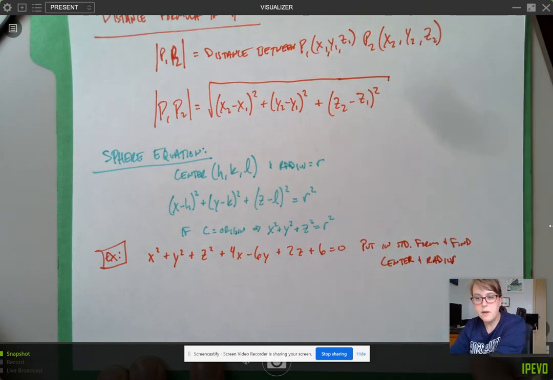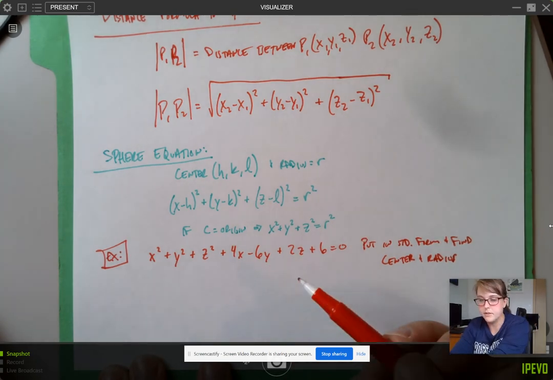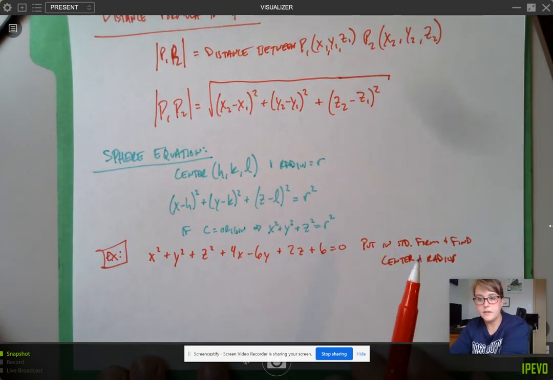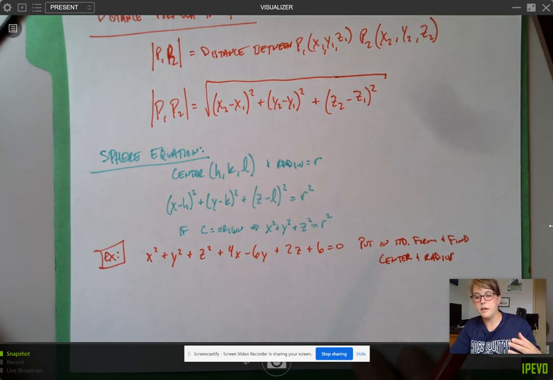Okay, so you may remember from maybe your pre-calculus course doing something similar to this, but with circles. You were given something like x squared plus y squared plus 4x minus 6y plus 6 equals 0, and asked to put it in standard form for a circle. The same kind of process is going to apply here. We're going to be completing the square, basically.